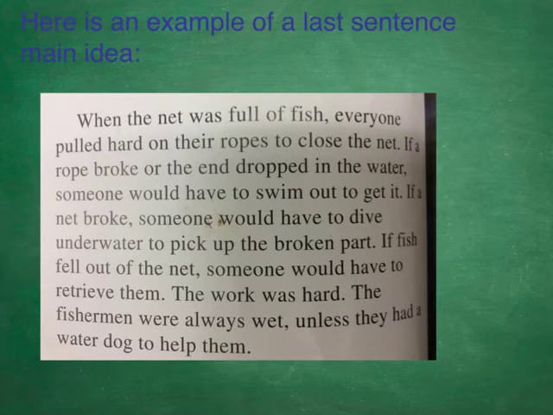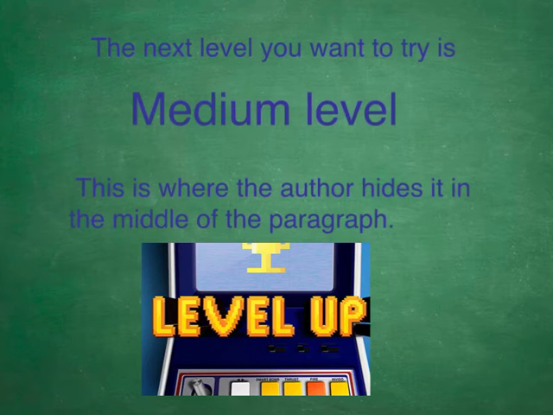So when I think about that paragraph, all of it is talking about how a water dog would make things easier for a fisherman. If they didn't have a water dog, they would have to swim into the water, they might have to dive underwater, they might have to retrieve a fish, but the water dog made life a lot easier. That's the main idea. We are going to level up. The next level you want to try is medium level.